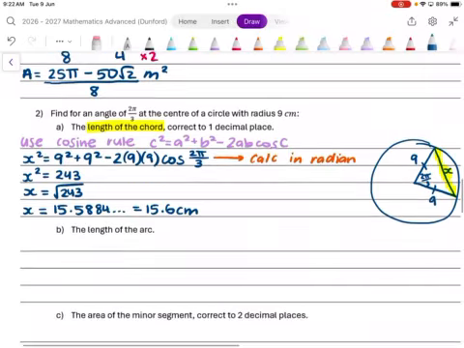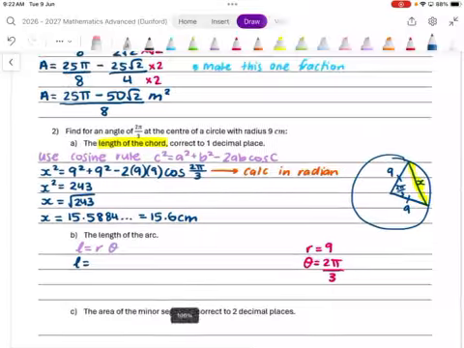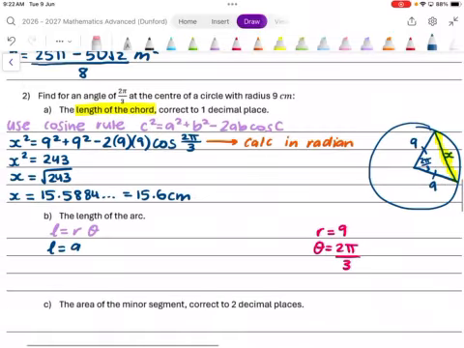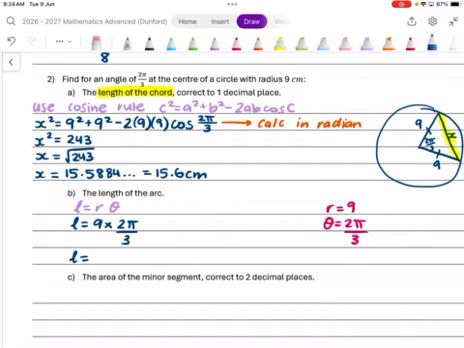Now for part B, we want to use that exact same information to find the length of our arc. Our arc length formula is on our reference sheet. There's no reason not to know it. It is L equals r theta. In this question, we've been clearly told that r is 9. We've also been told that theta is 2 pi on 3. So our arc length is 9 times 2 pi over 3. And what we get is our arc length is equal to 6 pi centimetres.